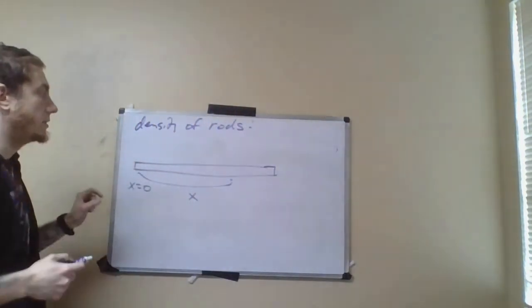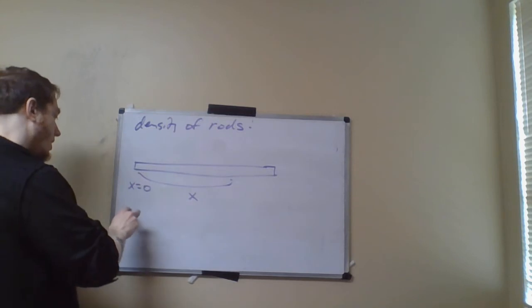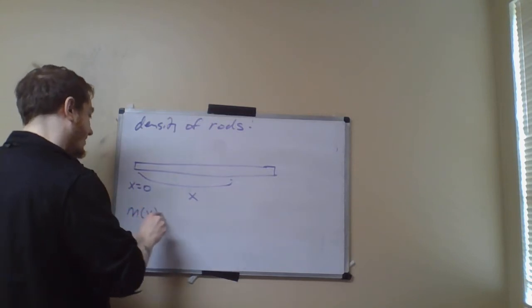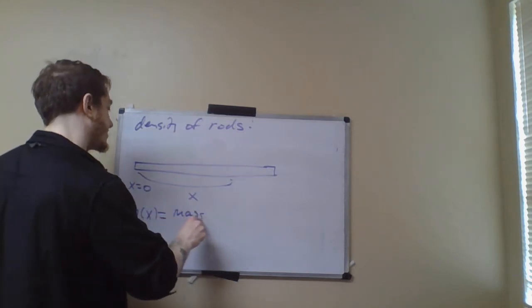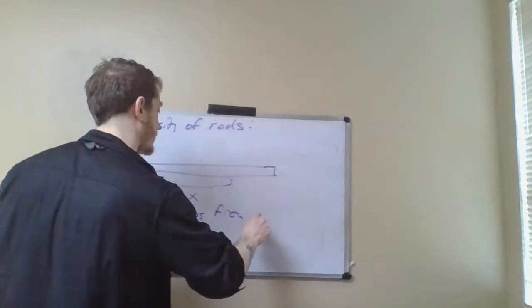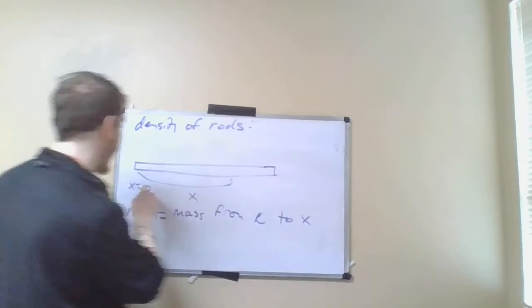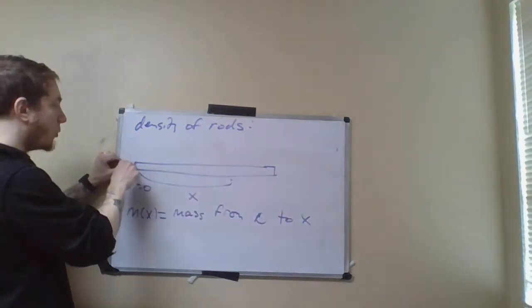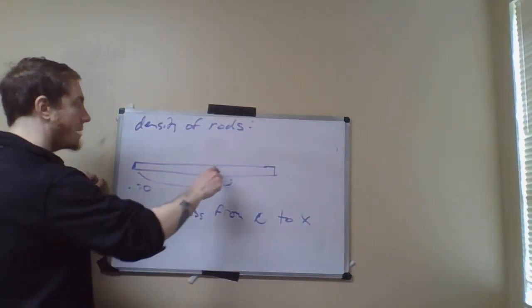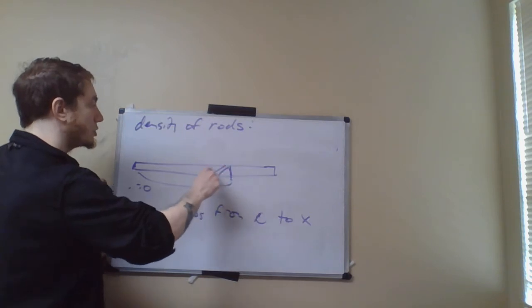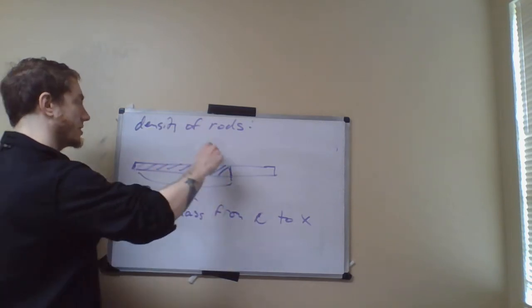Now, supposing that I know m of x, which is going to be the mass from 0 out to x. In other words, we start at one end of the rod being 0. M of x is how much mass is in this region.